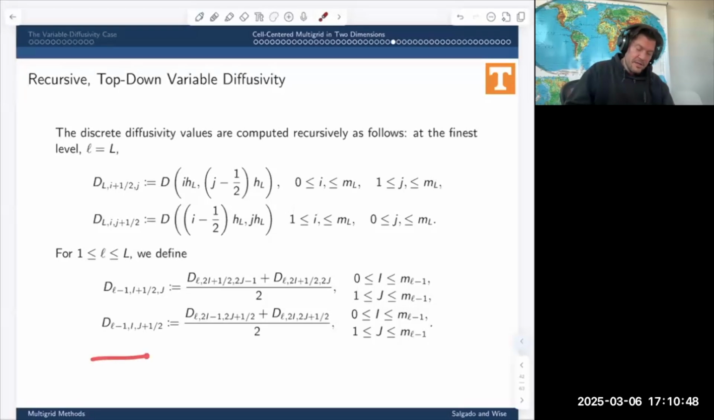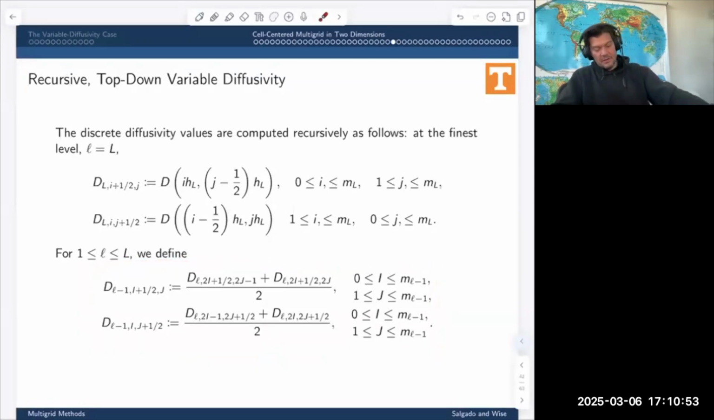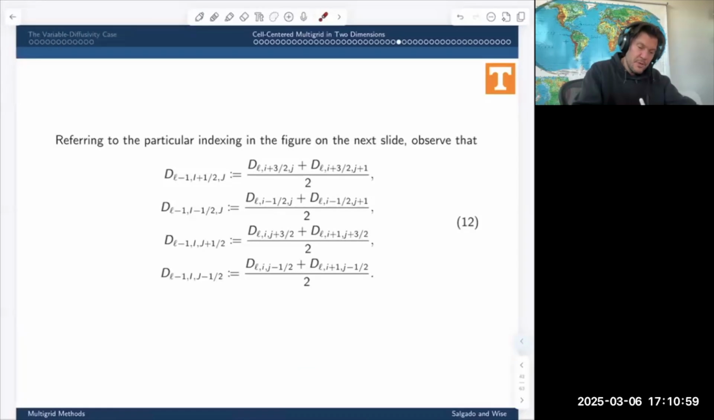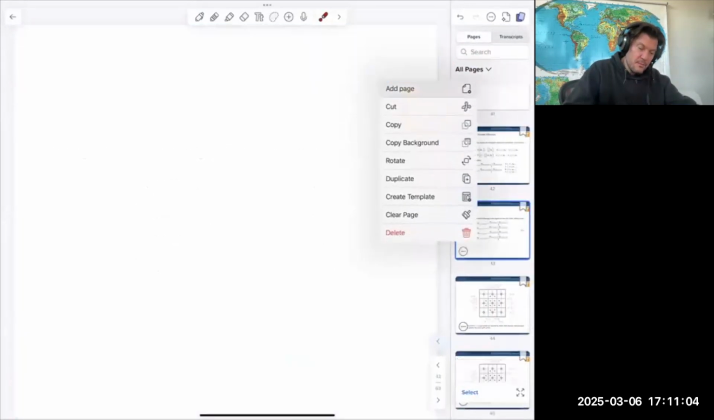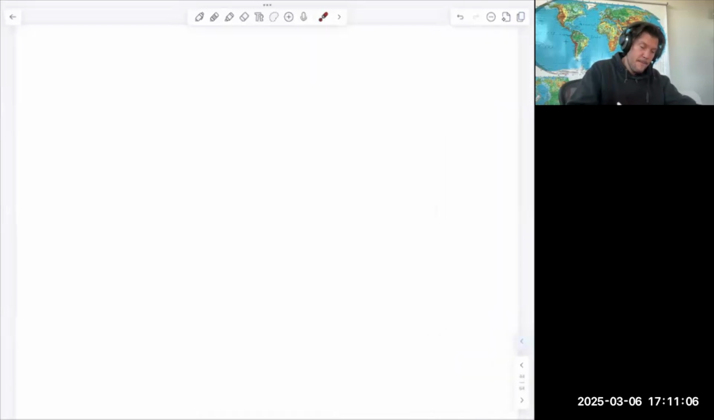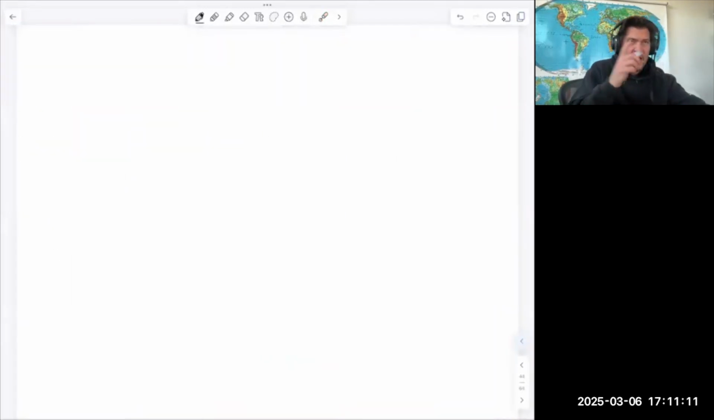So let me not explain to you what's going on with this formula because it's fairly complicated, and I'll only tell you what's going on with a picture. Okay, so the picture is worth 1,000 words in this case, maybe more. So the picture is of the following situation. Suppose I have a two-level grid and I've defined the diffusion constant on the upper level, and now I want to get it down to the lower level.